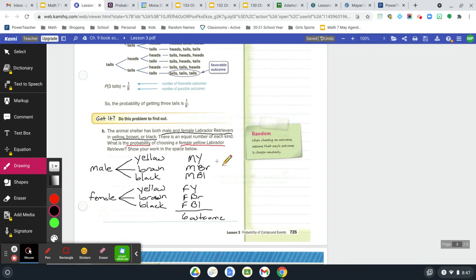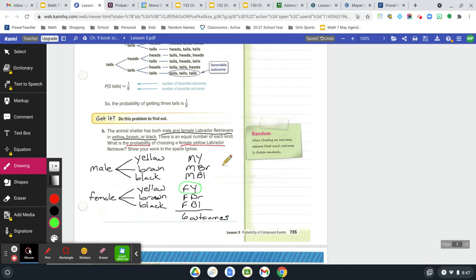Now, there is one other question here, right? So we created the sample space. We see the tree diagram. We were able to see how many outcomes. And now it's saying, what's the probability? What is the probability of choosing a female yellow Labrador Retriever? So that means you're looking in your outcomes here. And where you see female yellow Labrador right here, circle it, that is 1 out of 6 choices.